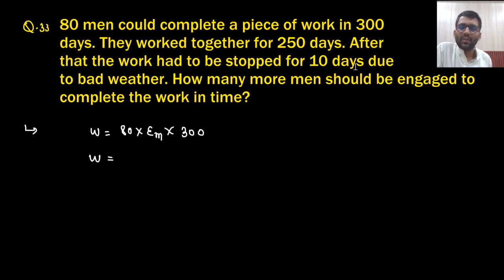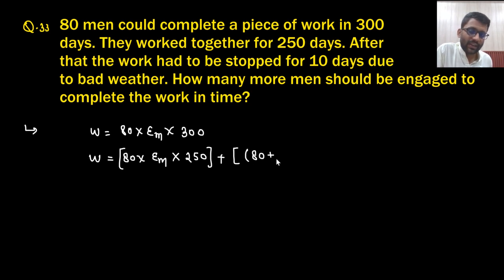Now, after that, they work together for 250 days. So 80 men working with their full efficiency work together for 250 days. Then what happened? The work has to be stopped for 10 days due to bad weather. How many days are they left with? 40 days they are left with. Now, how many more men should be engaged to complete the work? 80 guys are already there. I engage X more guys.